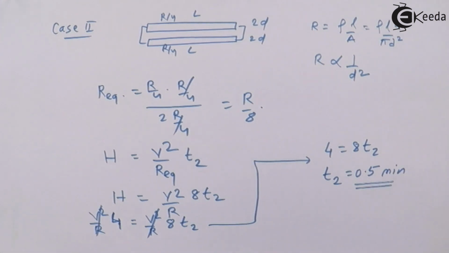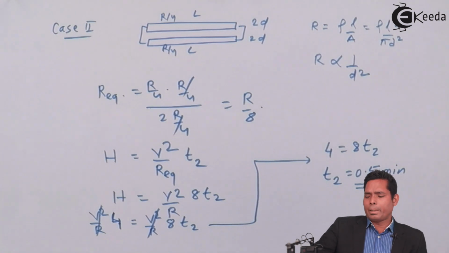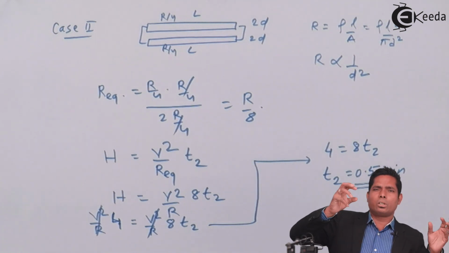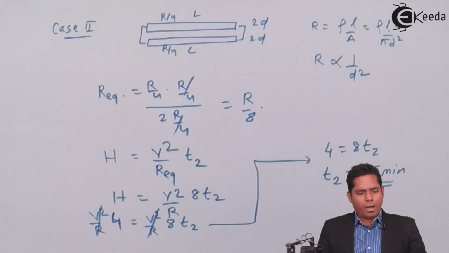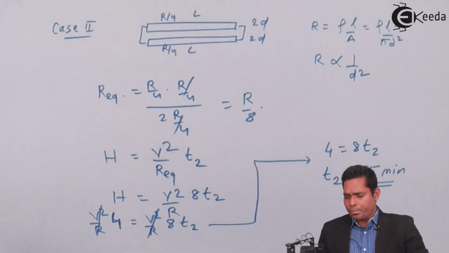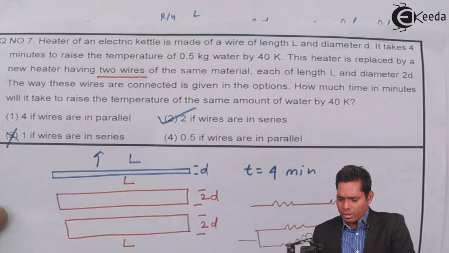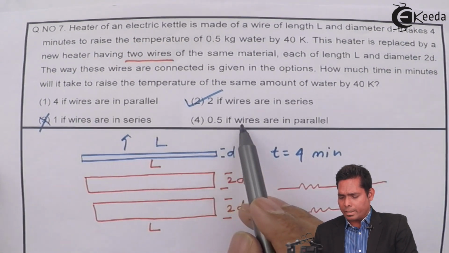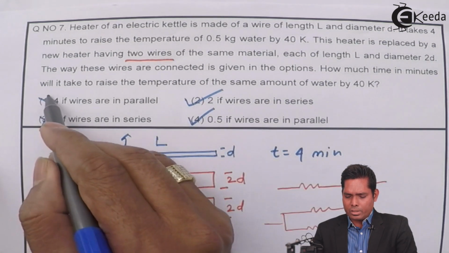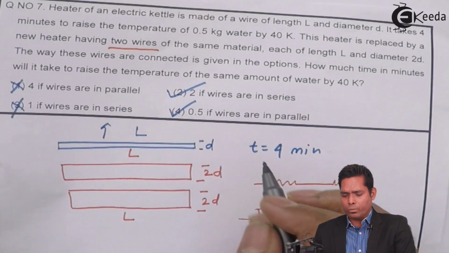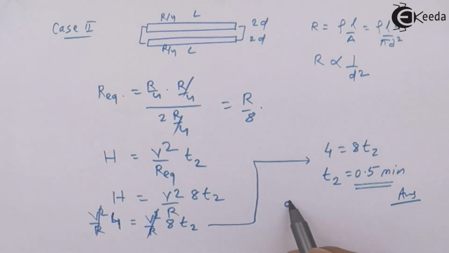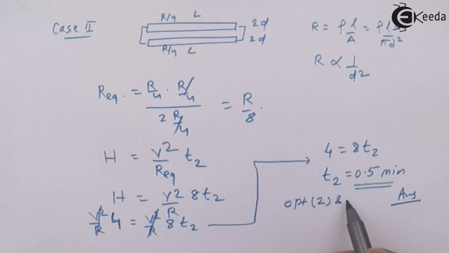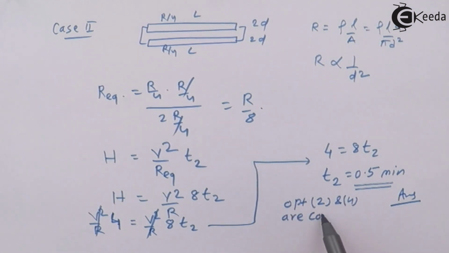That means if I connect those conductors in parallel, it will take half a minute to raise the temperature of that half kg of water by 40 Kelvin. So if I see the options, we are getting 0.5 minutes in the parallel connection, and 0.5 minutes is here if the wires are in parallel. So this is correct. 4 minutes is wrong. This is correct and this is correct. So options number 2 and 4 are correct. Okay, so this is the answer to this question. Option number 2 and 4 are correct.